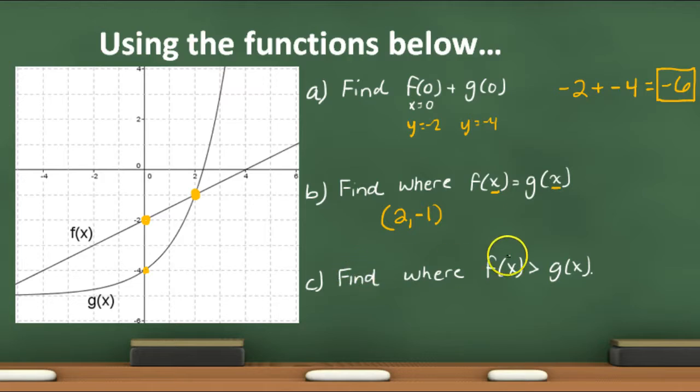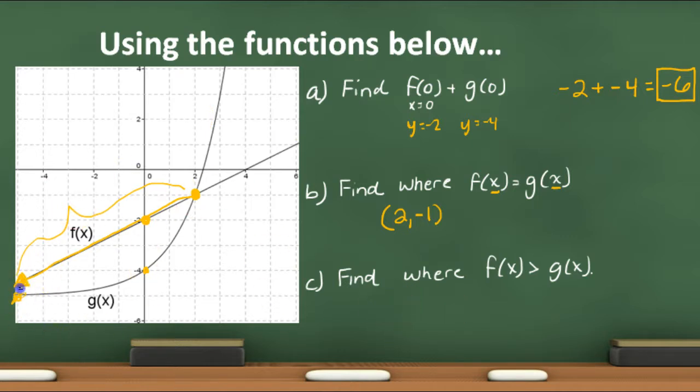So then C says find where f of x is greater than g of x. So if I look at this, f of x was above g of x here, but then it's below g of x for this part. So f of x is greater than g of x on this interval. Now, I'm going to change my mind here. We're going to go off into infinite directions, but we're not going to assume that we know that these cross or anything like that. So we're just going to look with what's there.